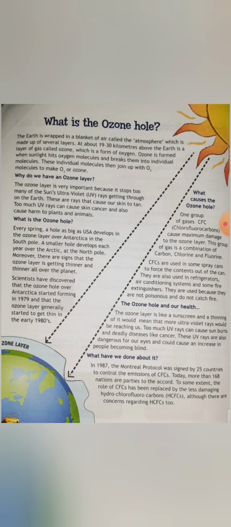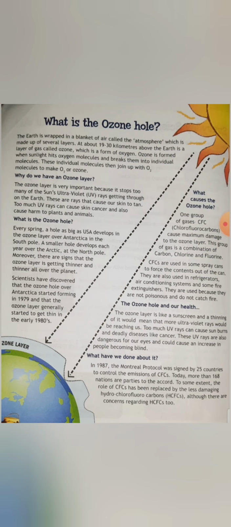Every spring, a hole as big as the USA develops in the ozone layer over Antarctica and the South Pole. A smaller hole develops each year over the Arctic at the North Pole. Moreover, there are signs that the ozone layer is getting thinner and thinner all over the planet. Scientists have discovered that the ozone hole over Antarctica started forming in 1979 and the ozone layer generally started to get thin in the early 1980s.